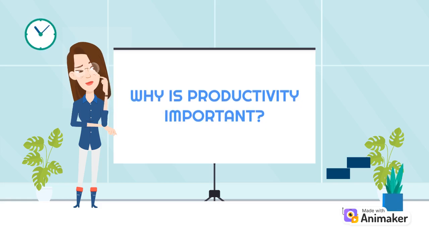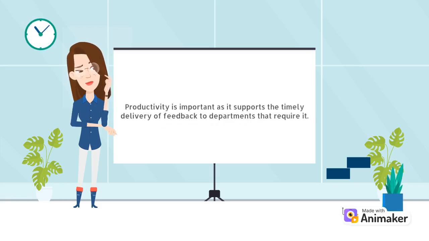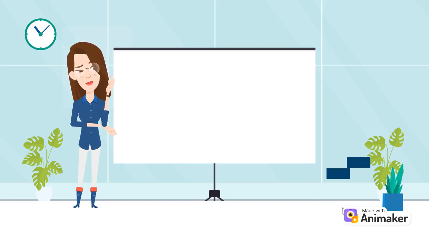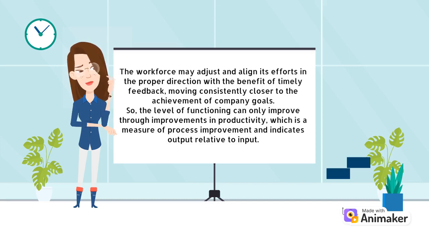increases. Why is productivity important? Productivity is important as it supports the timely delivery of feedback to departments that require it. The workforce may adjust and align its efforts in the proper direction with the benefit of timely feedback, moving consistently closer to the achievement of company goals. So, the level of functioning can only improve through improvements in productivity, which is a measure of process improvement and indicates output relative to input.